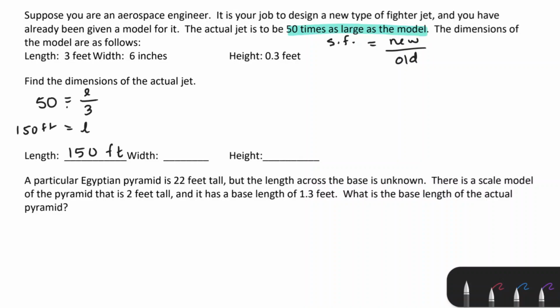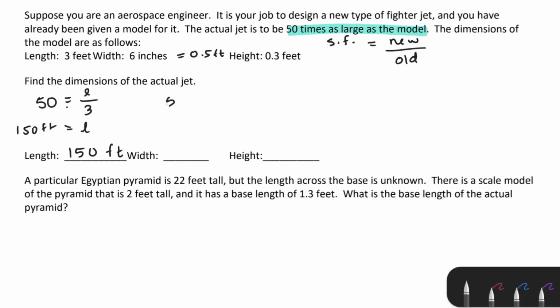My width was 6 inches. Here's the thing though. We want to make sure that everything is in the same units. Okay? I want my length in feet. I have my height in feet. My width is in inches. Wouldn't it be nice if I could say that that was 0.5 feet? Right? And again, we can use those unit conversions we've done in the past to convert that. Or you might know that there's 12 inches in a foot, so this is half of a foot.